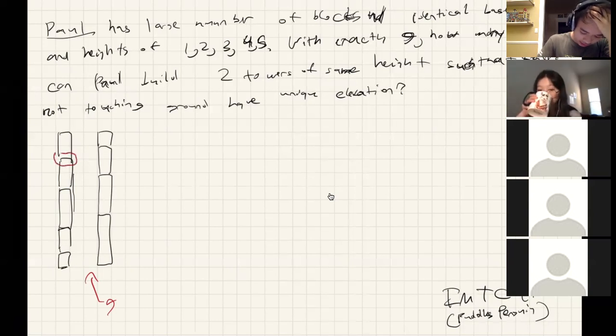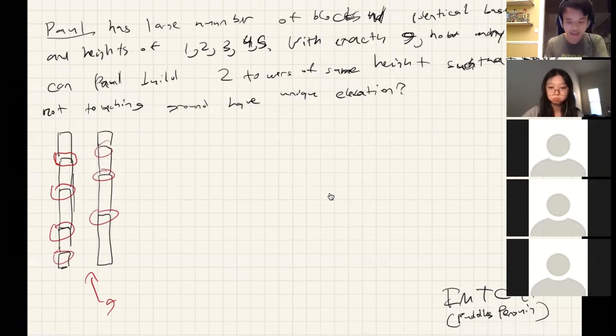So for this base, there's no other base that has the same elevation. Same with this one, this one, this one, this one, this one. Each of these 7 bases is on its own unique height, its own unique elevation with respect to the ground.